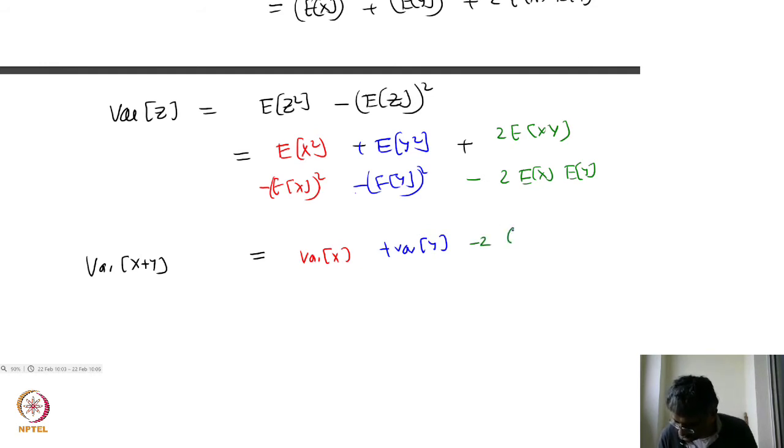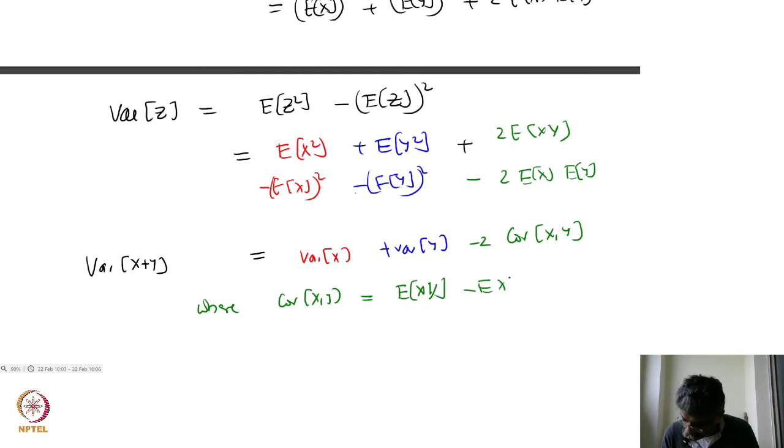I'll call this the covariance of X comma Y, where the covariance is defined as E of XY minus E of X times E of Y. So that kind of determines how dependent the random variables are. Because if they're independent, we have seen E of XY is E of X times E of Y, so that's 0.